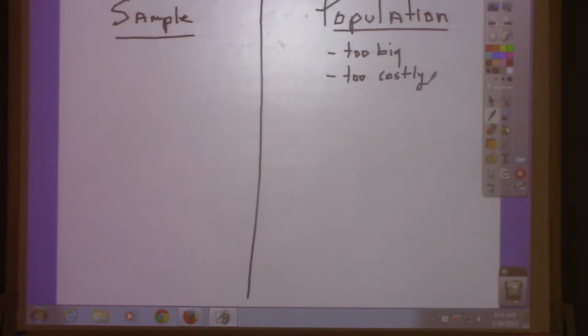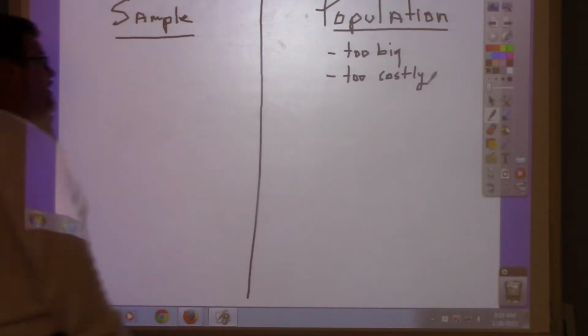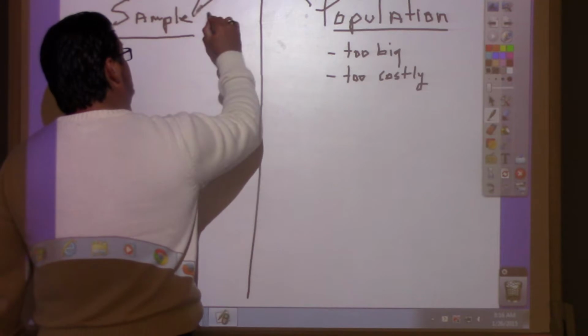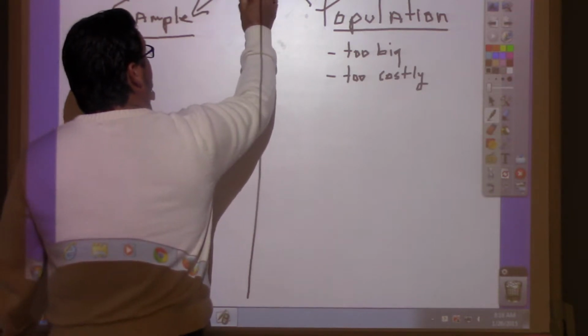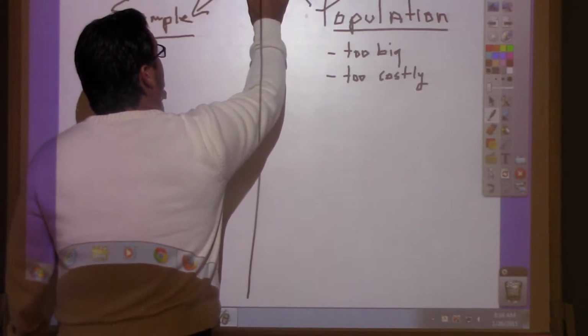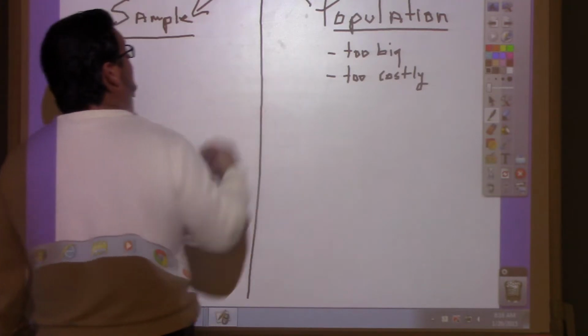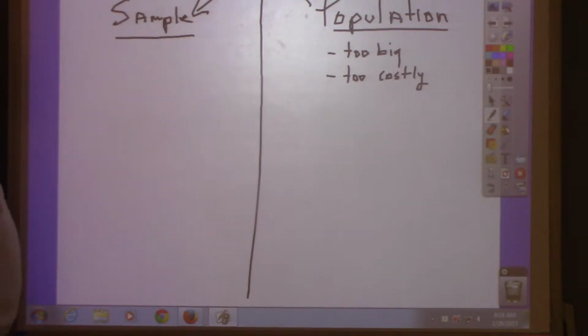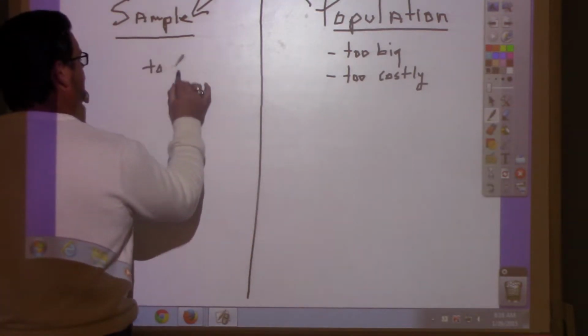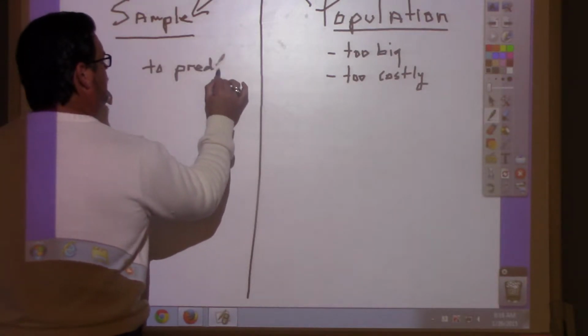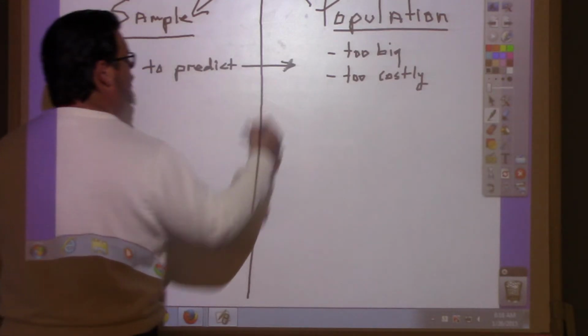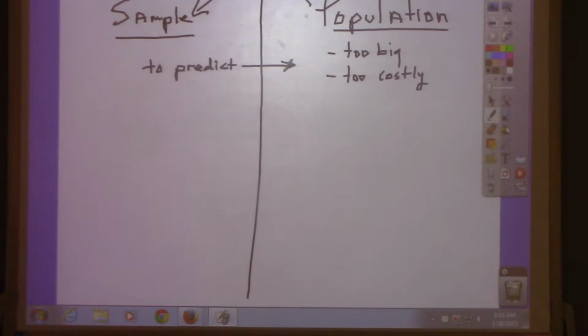So, what do we rely on to predict for the population? We rely on the sample. We rely on the sample to predict for the population because it's too big and too costly for us to do that.